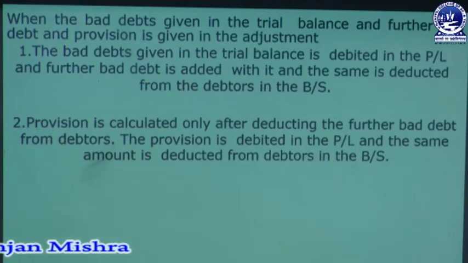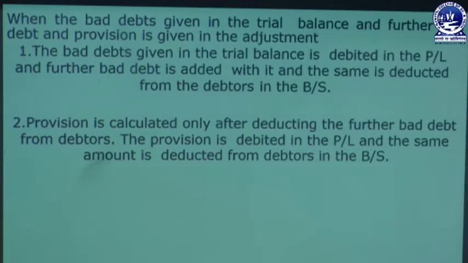In case of a provision for doubtful debt, there are different grounds. So we have to discuss those different grounds and also show the treatment of that adjustment item. The first one is when bad debt is given in the trial balance and further bad debt and provision are given in the adjustment. Then how will we treat that?